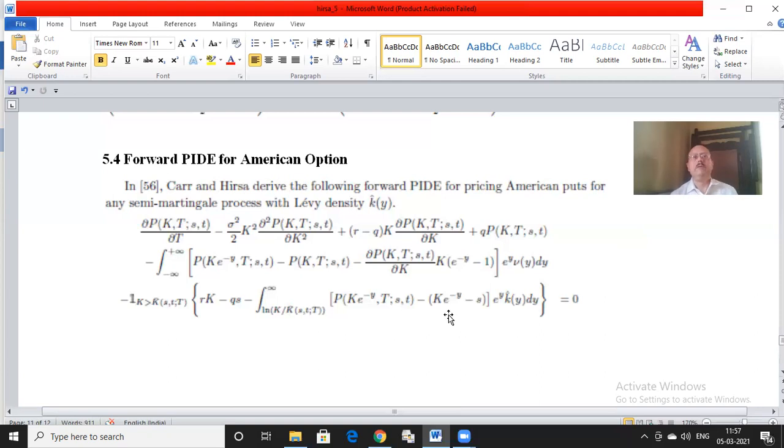We make life one step more difficult. We introduce jumps in our Brownian motion model. So we work with the Levy density. When we work with the Levy density and we want to price American put, so European put we have just seen how to do, when we want to price American put, then we use that synthetic dividend approach along with the additional adjustments in the integral term. And that's what Carr and Hirsa derived. So this is the final equation that they have shown in the book.